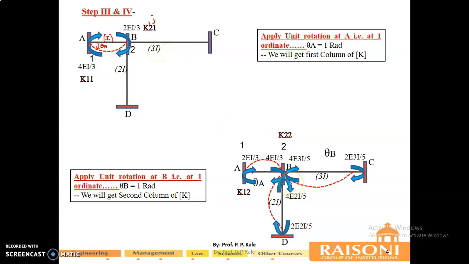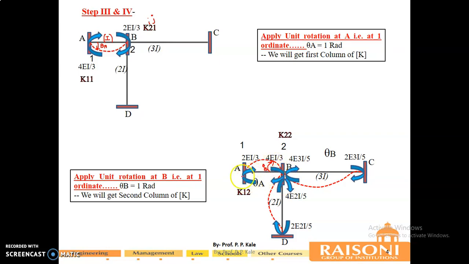Similarly, when you apply unit rotation at B, now B is the common point of AB part, BC part and BD part. So when you rotate this B joint, it will have impact on all three members. At B there will be generation of 3 moments, for BC member, for BA member and for BD member. Now look at this AB member. This is the unit rotation of theta B, putting theta B equal to 1. Now this will introduce a clockwise moment since theta B is applied clockwise.